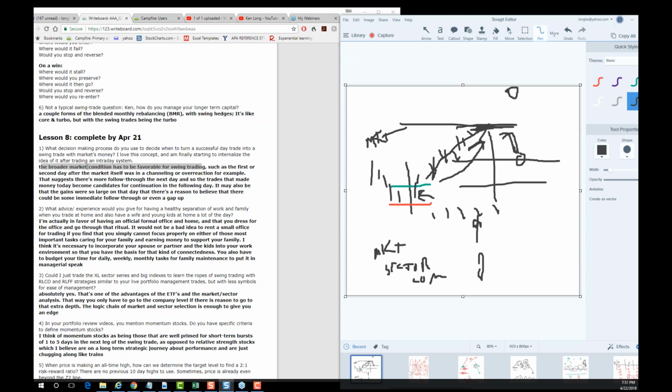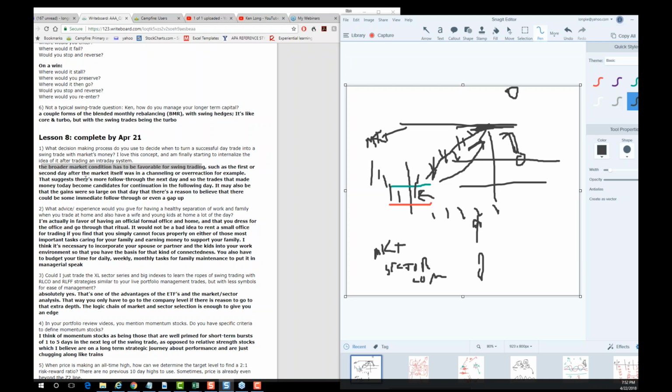So that's what I mean by saying the broader market condition itself has to be favorable, such as the first or second day after the market itself was in channeling or overreaction. That also means that the market condition itself was probably bull normal or bull quiet, yeah, even bull volatile, I suppose, or sideways quiet. And then I would want to see where is the risk Z in its life cycle. Is it in the spring or summer? Then probably yes. If it's fall or winter, then probably no.